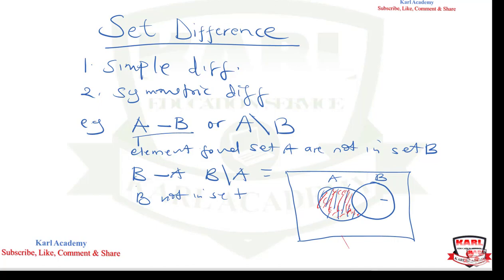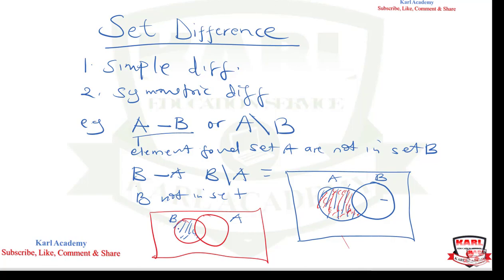Next, the same way you can present B minus A. It is just the same. When it's B minus A, those are the two sets, and if this is B and this is A, you'll find the elements that are only in B, not in the intersection, and are not in A. So that's how you present it.